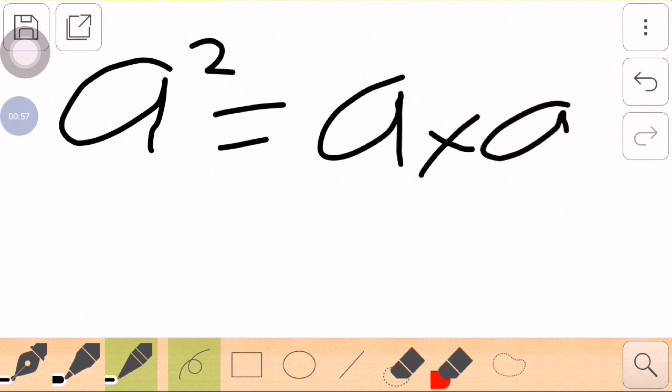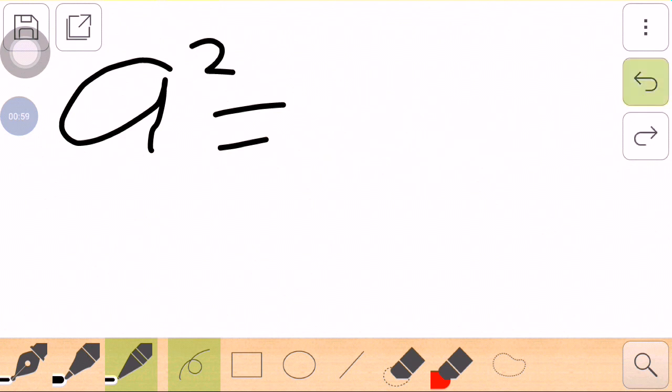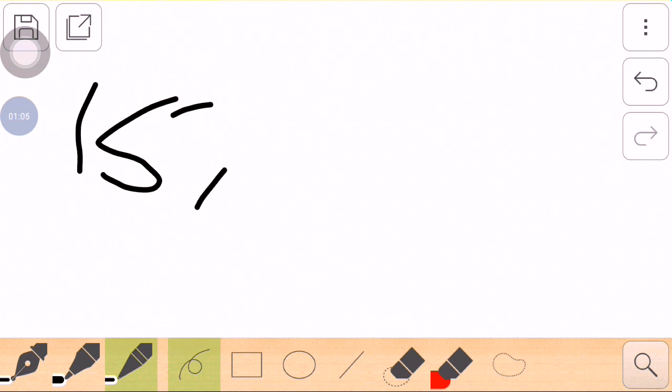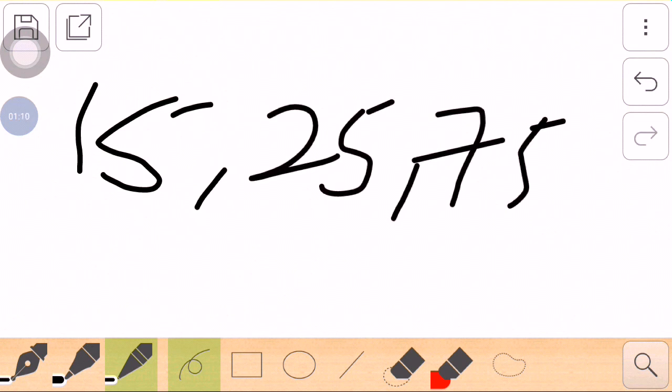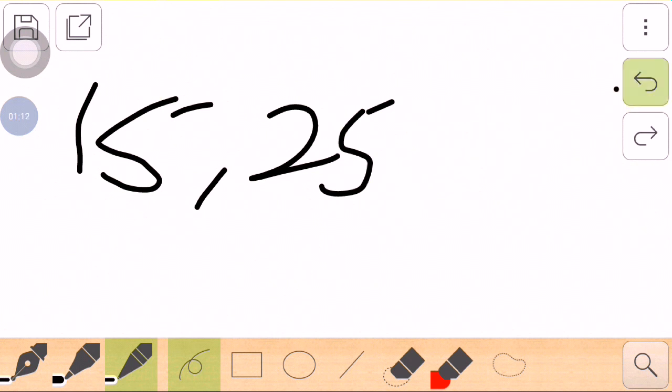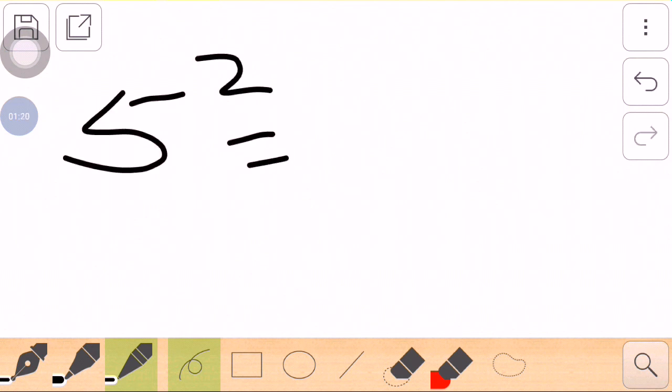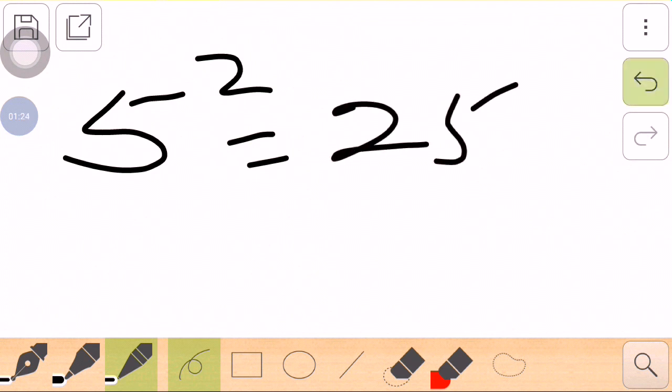Now that's what we're going to do throughout, but we're going to focus on squaring numbers that end with 5. So you're going to see numbers like 15, 25, 75, 85, and so on, because you are just getting numbers that end with 5. The easiest number of this is 5 squared. 5 squared is 5 times 5, which is 25. There is no two ways about this. This one is very straightforward and very easy.